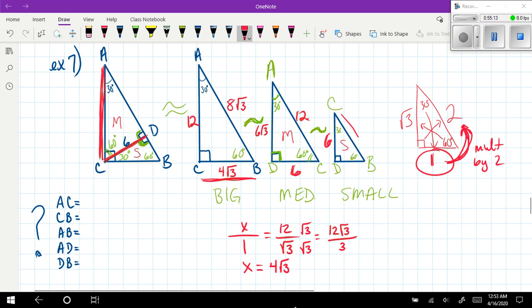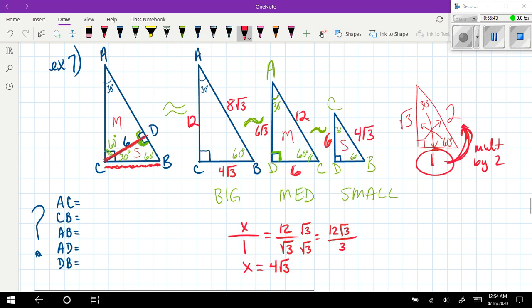Isn't that the same thing as what's over here? So the short leg of the original big triangle, let's see if we can figure this out. The short leg of the original big triangle is also the hypotenuse of the baby triangle, and it sure is. So if I found the short leg of the big triangle to be 4 root 3, well then this over here is also going to be 4 root 3.